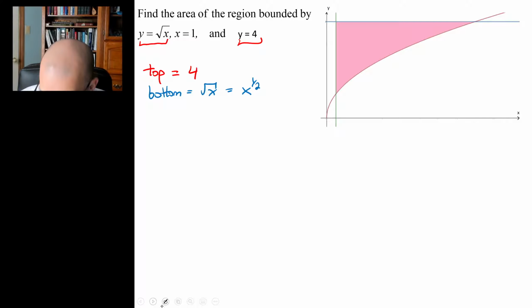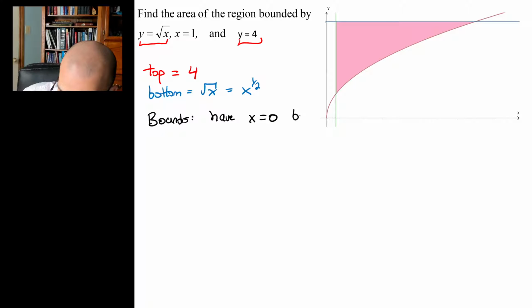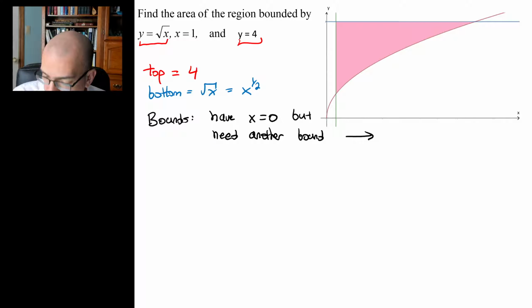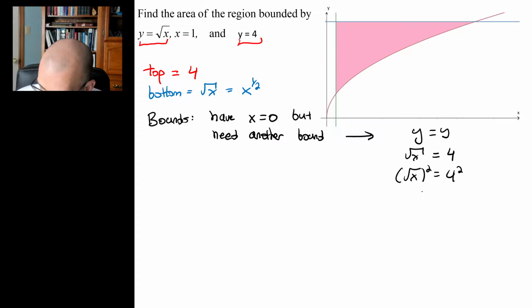The bounds are a problem. We only have one bound. We have x is equal to 1, but need another bound. So I'm going to set y equal to y, which means root x is equal to 4. Then I need to get x all by itself, so I'm going to square both sides. Root x squared is equal to 4 squared. So x is equal to 16. That's my second bound.